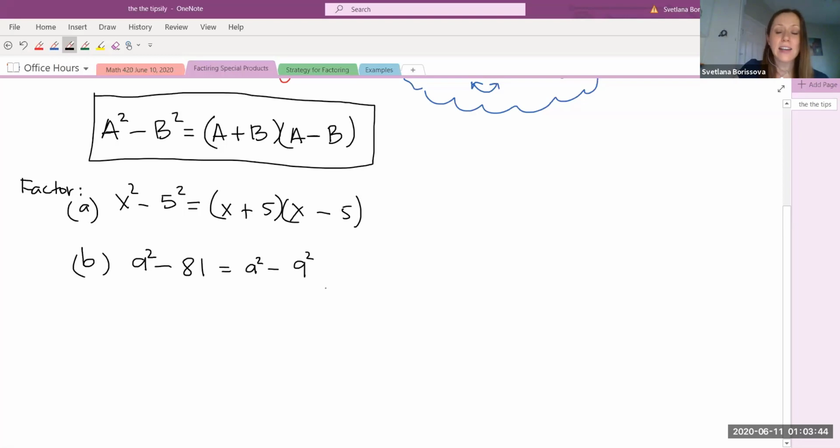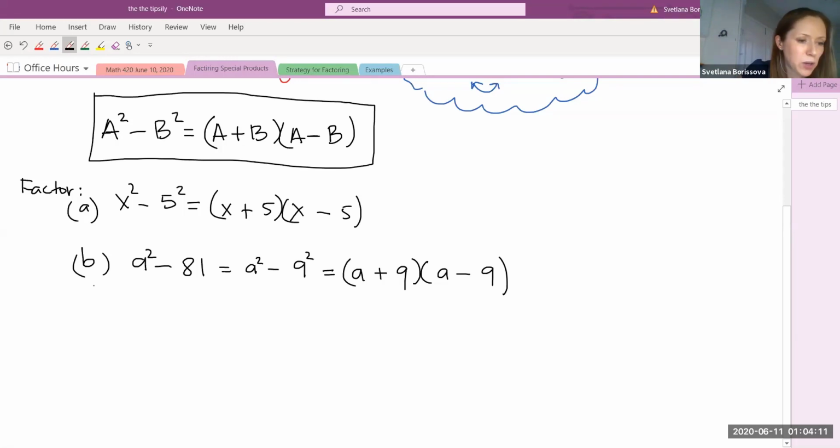And now it looks exactly like the pattern for the formula. So it means that I can right away say that it factors like this: a plus 9, a minus 9. So if you're trying to use this formula, you want to obtain squares in both places, and sometimes you just have to rewrite a number as the square of something.